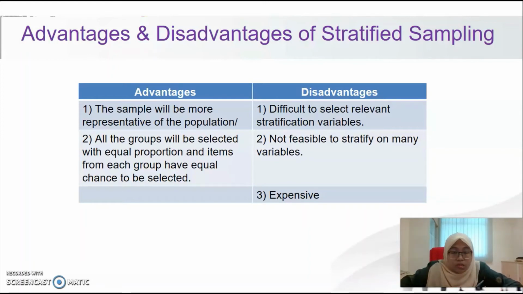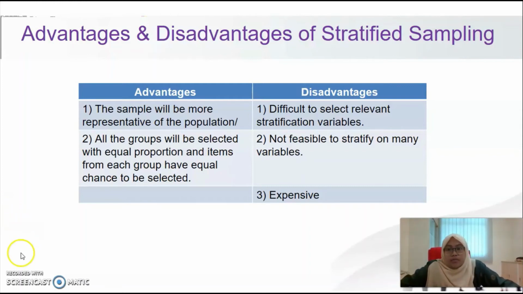The weaknesses of stratified sampling are, number one, it is difficult to select relevant stratification variables, especially when we are dealing with a large population. And number two, it is not feasible to stratify on many variables. And weakness number three, sometimes to conduct this sampling technique, it requires a lot of money.